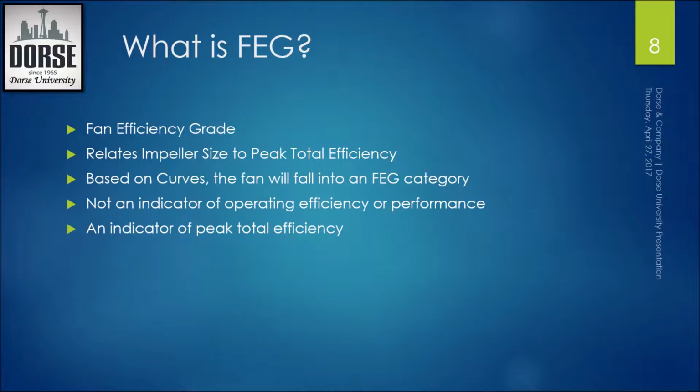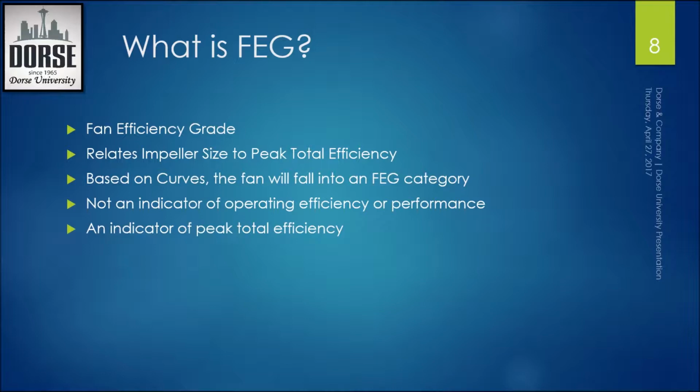So now that we know what the code says, what exactly are fan efficiency grades and how are they defined? It relates impeller size to peak total efficiency. It is based on a set of curves, and depending on where the impeller size and peak total efficiency falls between these curves, it defines the fan efficiency grade. The next slide will break it down better.